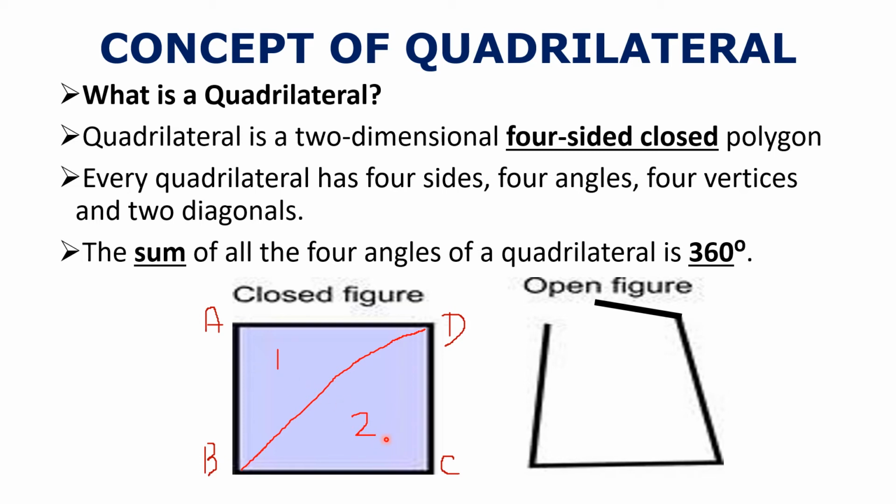That's why we say the sum of the four angles of a quadrilateral is 360, because the quadrilateral is made up of two triangles. So every time you draw a diagonal, the quadrilateral gets divided or partitioned into two triangles, and that's why we say the sum of the four angles is 360. So if you add all the four angles of a quadrilateral, it will always total 360. I hope this is clear.